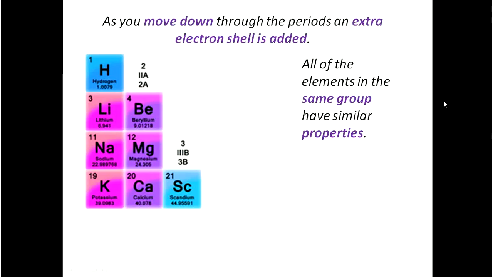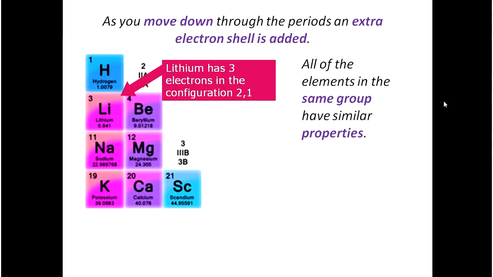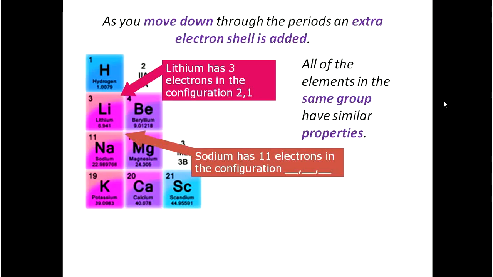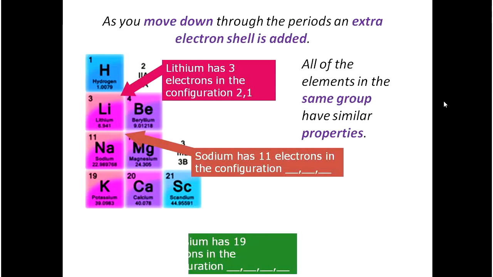As you move down through the periods, an extra electron shell is added. All of the elements in the same group have similar properties. Lithium has 3 electrons in the electronic configuration 2,1. Complete the other 2 electronic configurations.